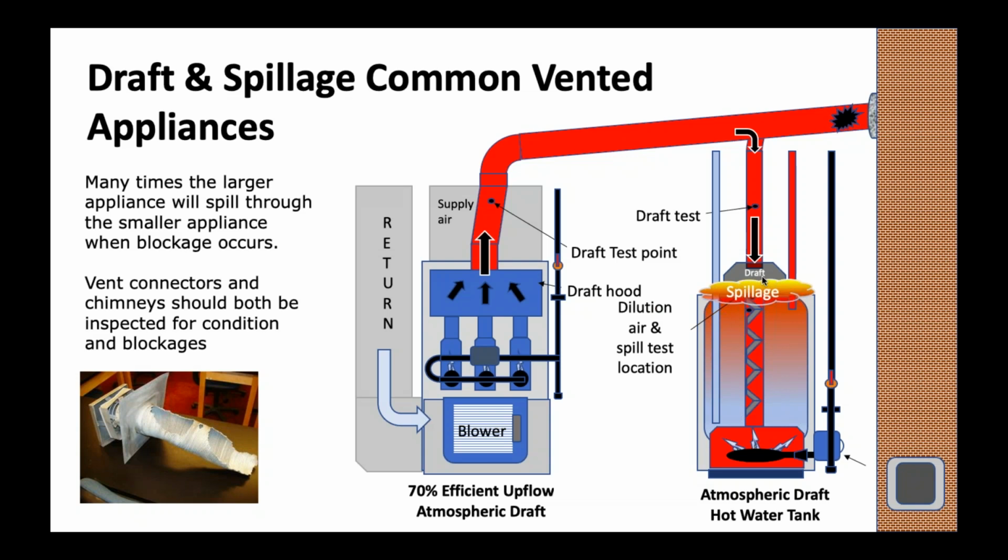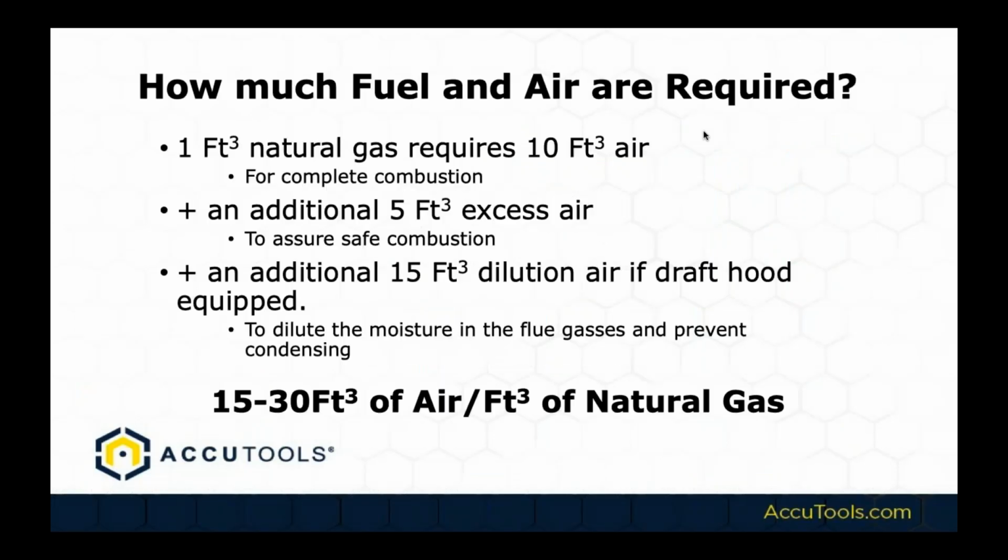Vent connectors and chimneys should always be inspected. Here's a shot, down here on the lower left, of a chimney liner, and the acids and the flue gases were condensing and it literally rotted that liner out. When we pulled the chimney apart, we pulled the vent connector off up here and looked inside, and there's a pile of aluminum powder inside of the chimney, and the whole liner had just literally rotted away. So we do need to check: the vent connector should be pulled off and you should test those things, and then test the draft with your combustion analyzer.